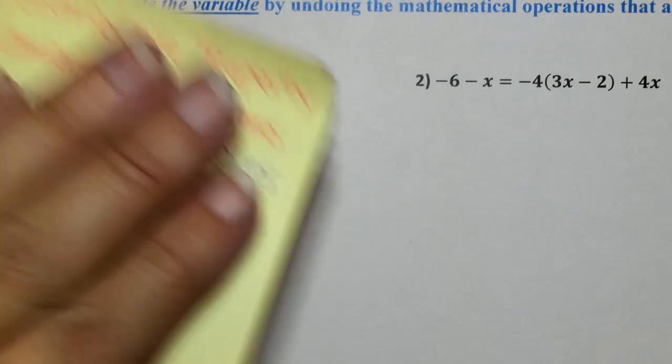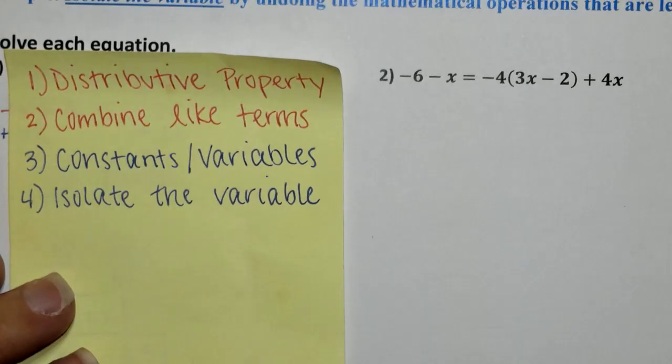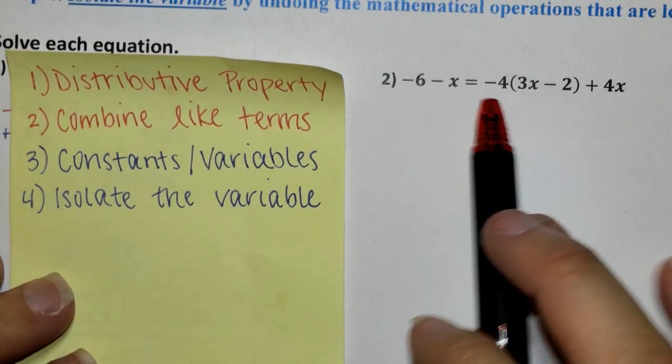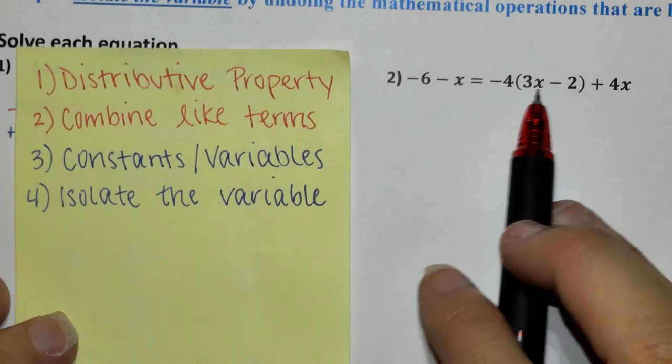All right, number 2. Again, step 1, I look for the distributive property. I look for parentheses so that I can use the distributive property. And inside those parentheses, there's a 3x minus 2.